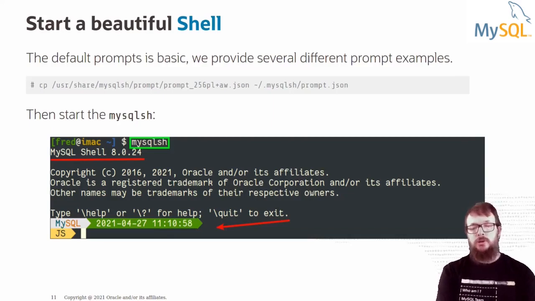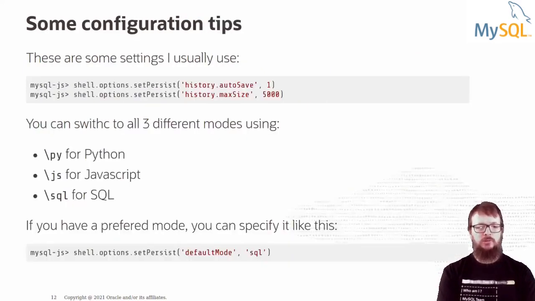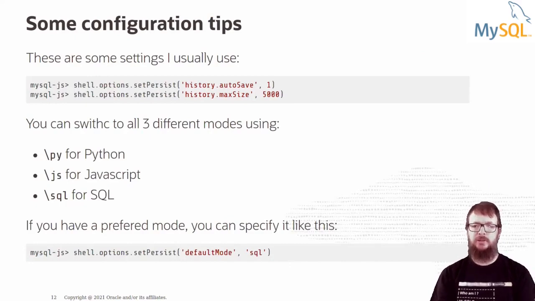So some tips or some configuration I always like to do when I'm using MySQL Shell, it's to enable the history autosave. So meaning that all the commands I will type in my shell will be saved in my history, and increase a bit the history. I increase it usually to 5,000 entries.